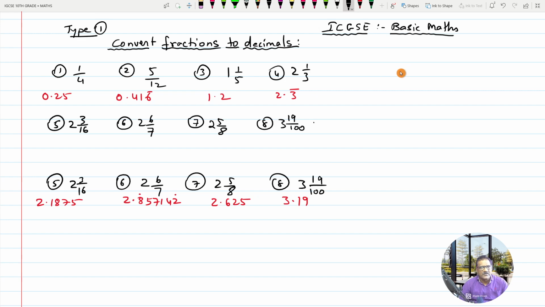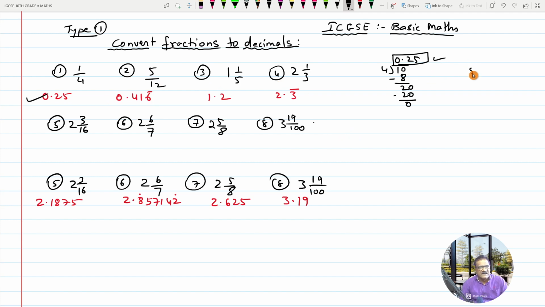So 1 upon 4, if you want to divide it, you will divide this way. Since 1 is less than 4, the dividend is less than the divisor, we'll start with a 0 and then a point, and then we'll put a 0 over here. 4 twos are 8. 10 minus 8 is 2. You'll take one more 0, and 4 fives are 20, and you get a 0 as a remainder. So your quotient is 0.25, which is in decimal form, and that's the reason the answer here is 0.25.